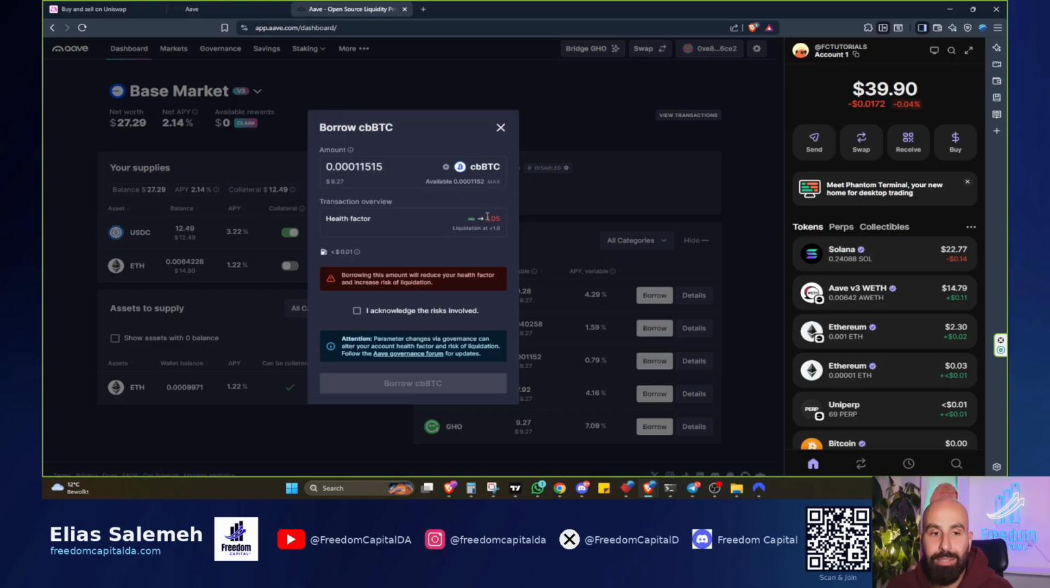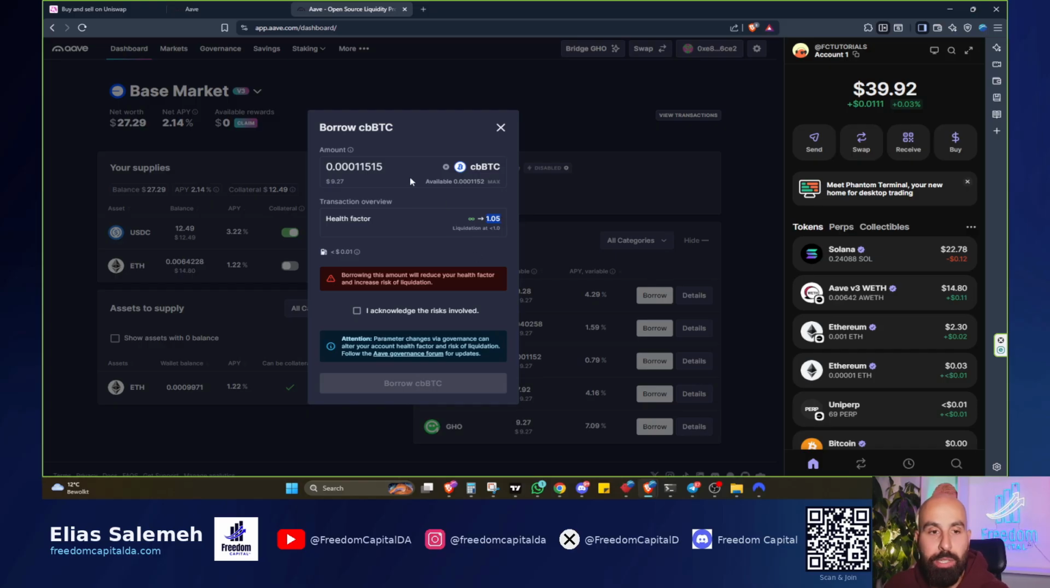So if I click on max, you can clearly see that the liquidation factor or health factor dropped to 1.01. What you need to know is that once the health factor drops below 1, you get liquidated. So the fact that it's telling you 1.01 means it's extremely close to being liquidated, and you shouldn't do that whatsoever, because with a minor change in the price of Bitcoin, you get liquidated.